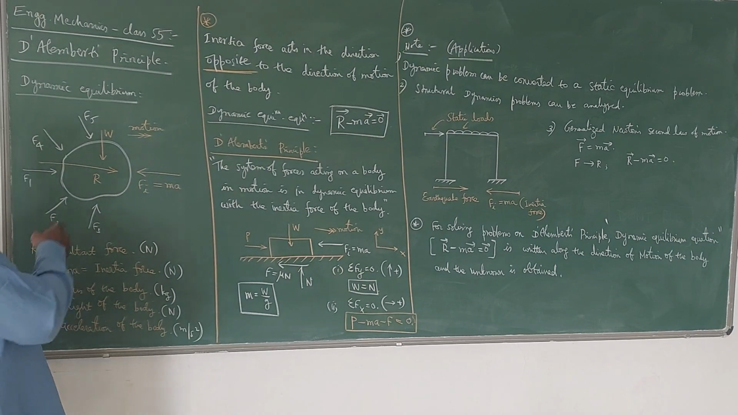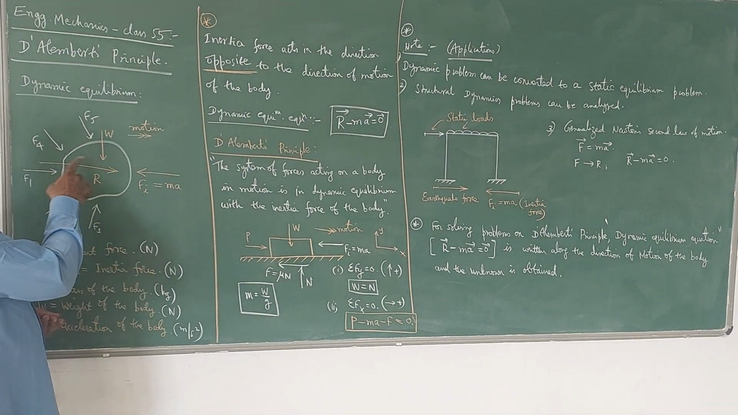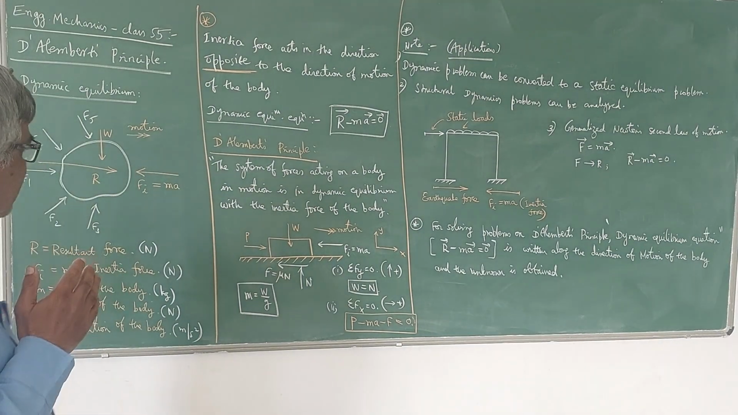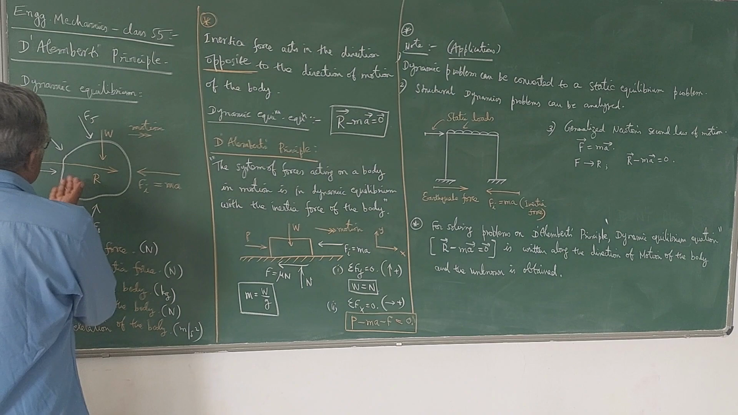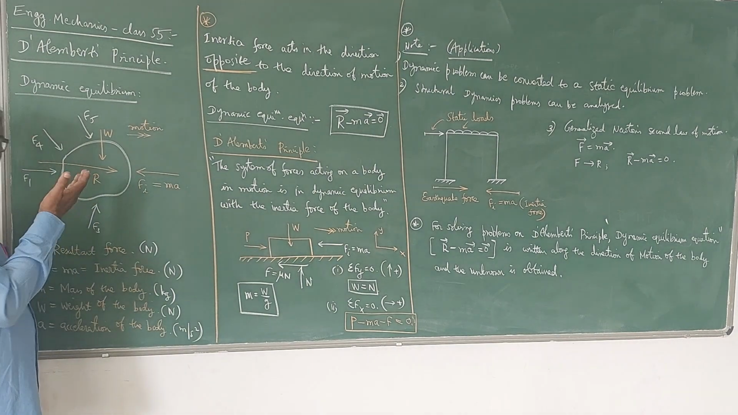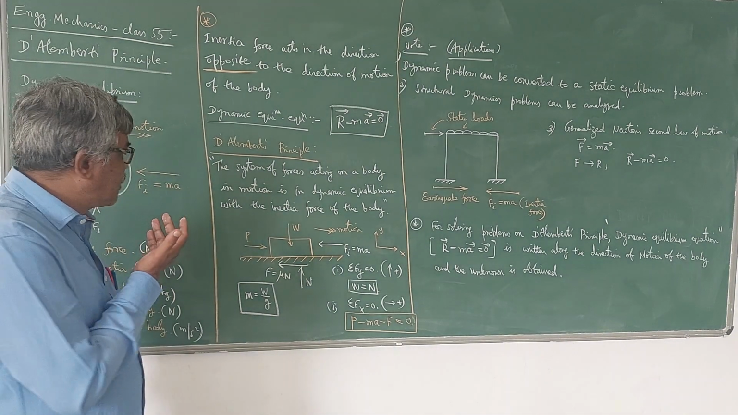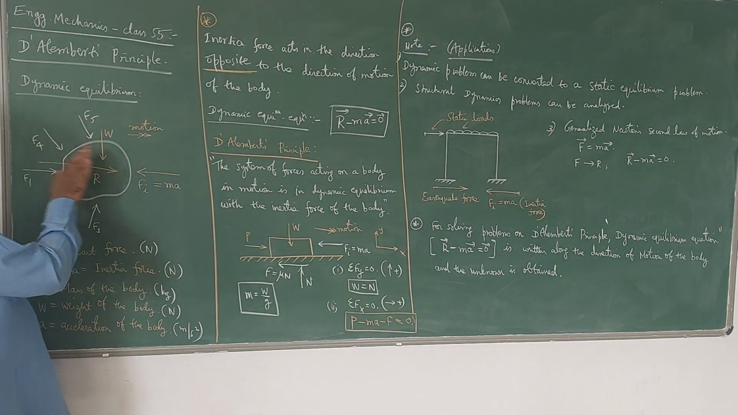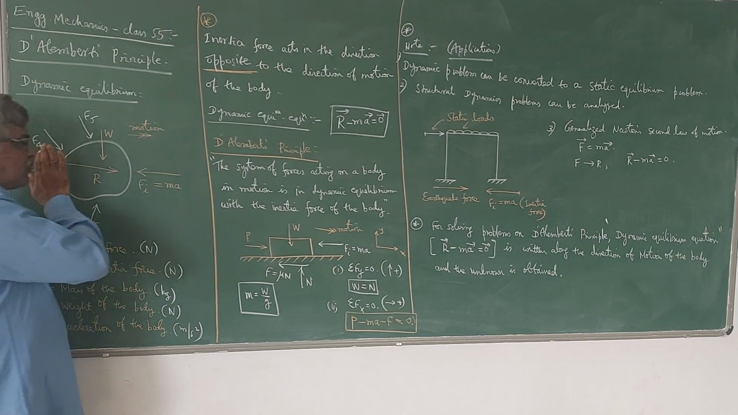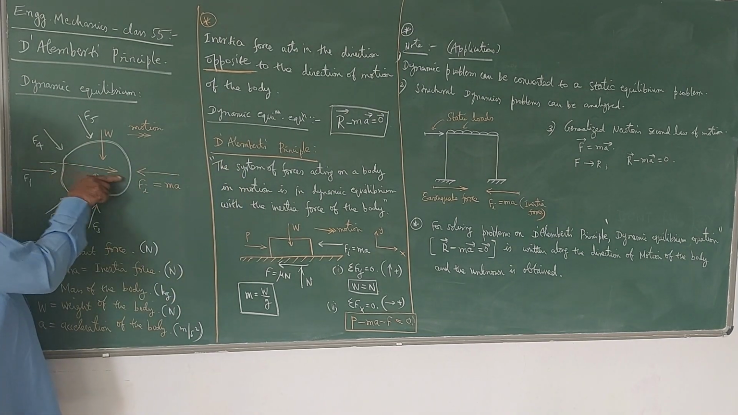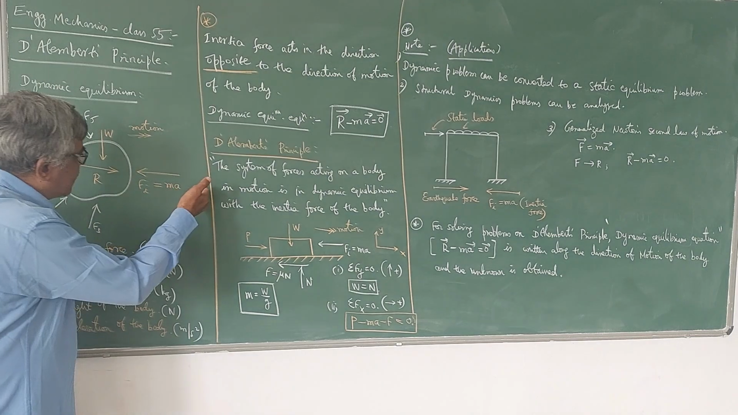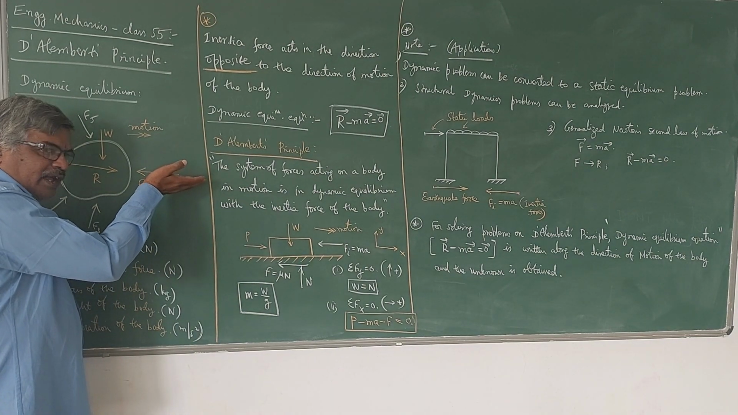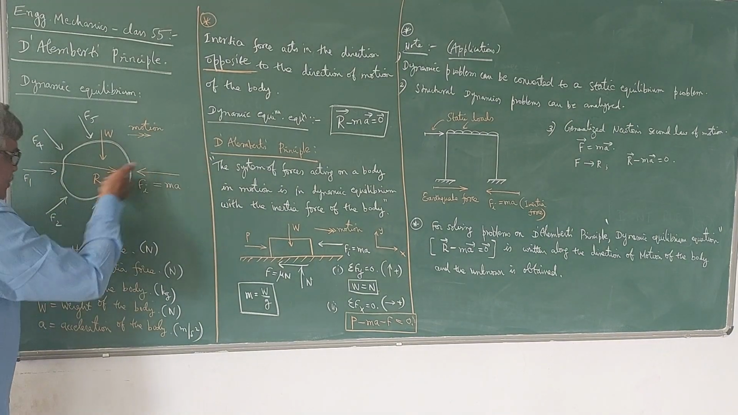I will consider a body which is subjected to a number of forces F1, F2, F3. Due to the effect of those forces, we can always have a single resultant force which has the combined effect of all the individual forces. The direction of motion will be along the direction of the resultant. Let us say this body is moving in this direction because the resultant is taken like this. As I already told, the inertia force m into a, Fi, acts in the direction opposite to the direction of motion.